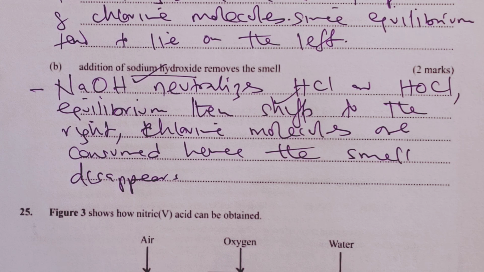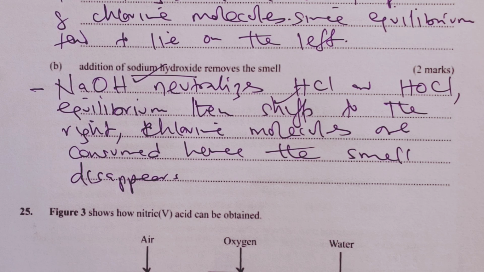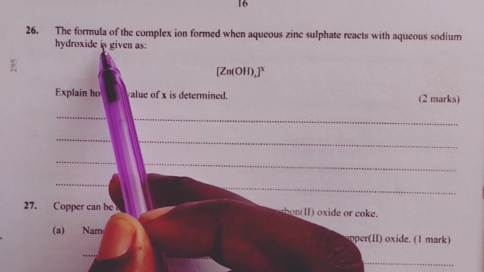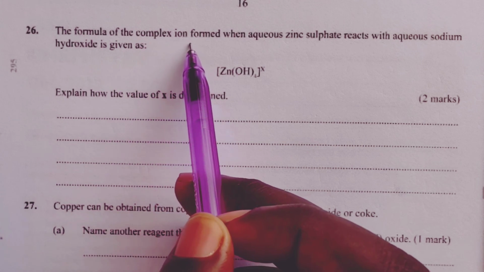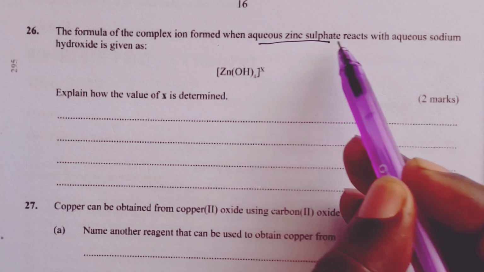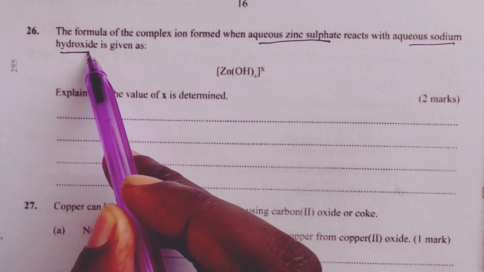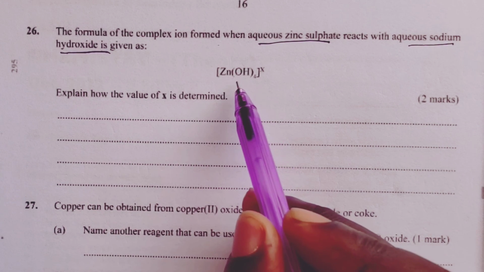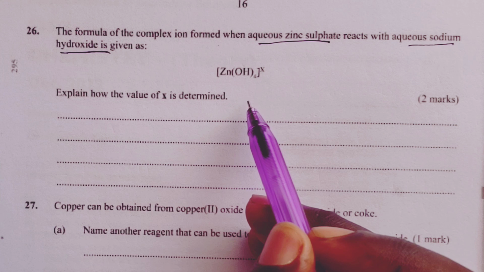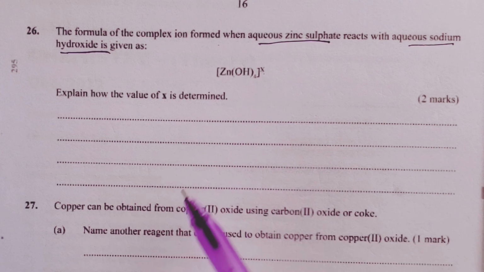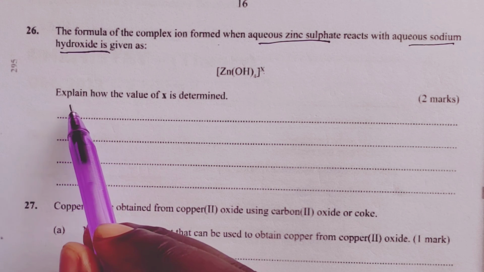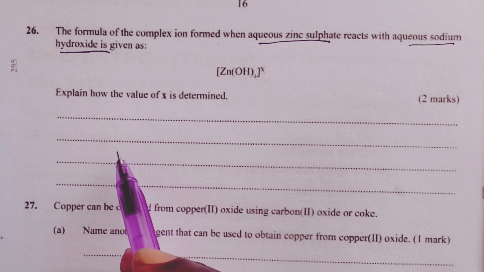We finally examine question number 26, which came from acids, bases, and salts. Again, a topic taught at Form 4. So we are given the formula of a complex ion formed when zinc sulfate reacts with aqueous sodium hydroxide. This is actually zinc tetrahydroxo. So the charge is X there. So we are told to explain how the value of X is determined.